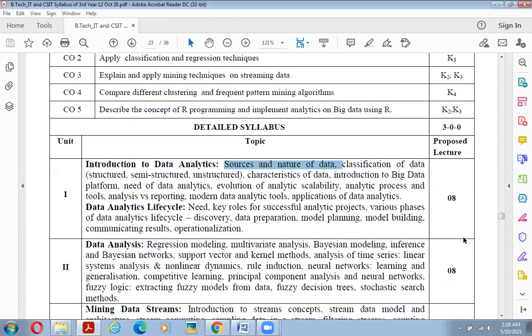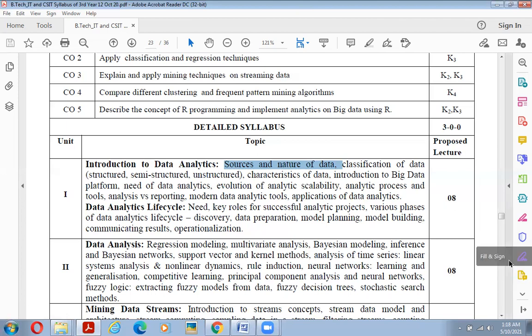Before that, to understand this particular picture, we need to understand what big data is all about. Here we are talking about big data in Unit 1, and data analytics. Then in Unit 1 we proceed to analytics.